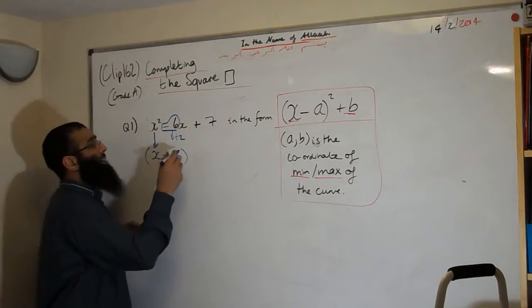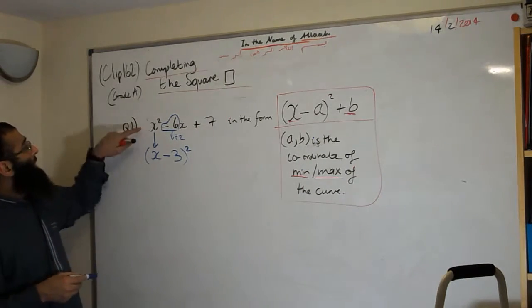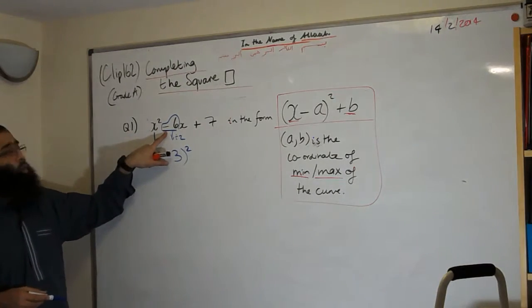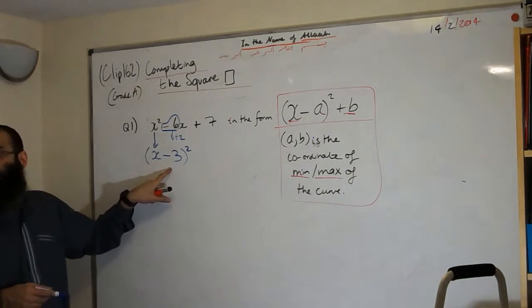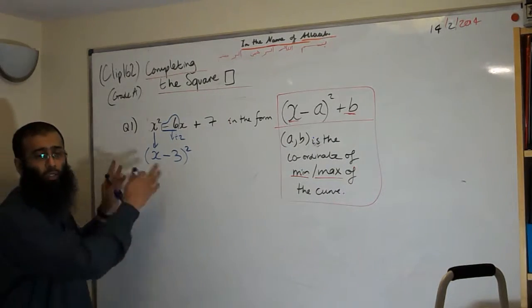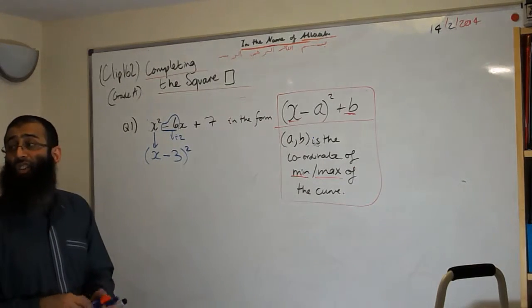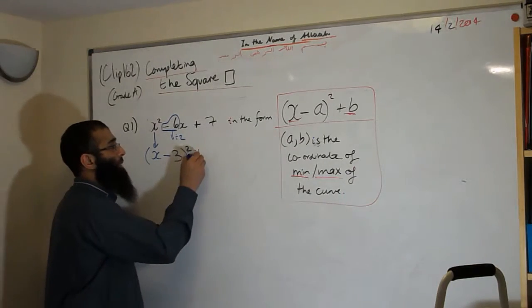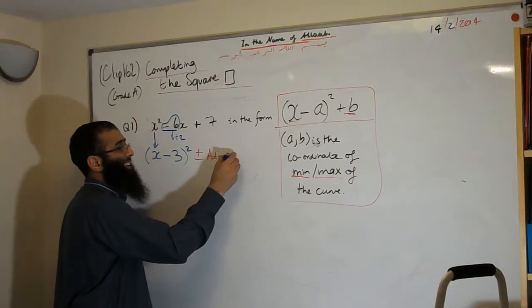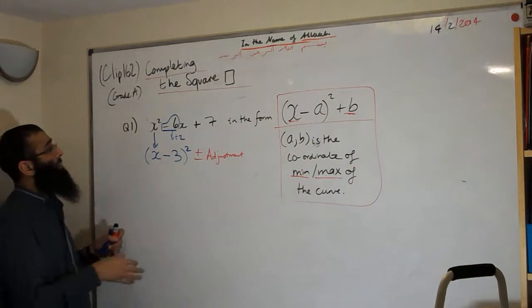So x minus 3, and then you put the square there. That's how we do the first part. The x squared, we drop the square, it becomes an x. The minus 6, the coefficient of x, we halve it, that gives you minus 3. Put all that into brackets. So that's x minus 3, all of it squared. And the next part here, I call my adjustment. Plus my adjustment.